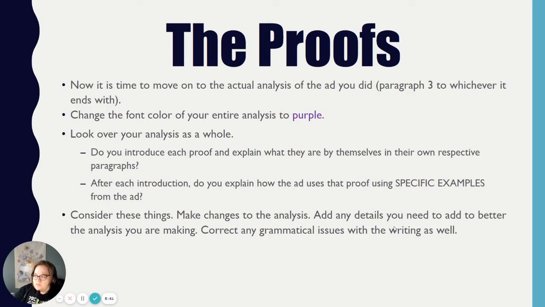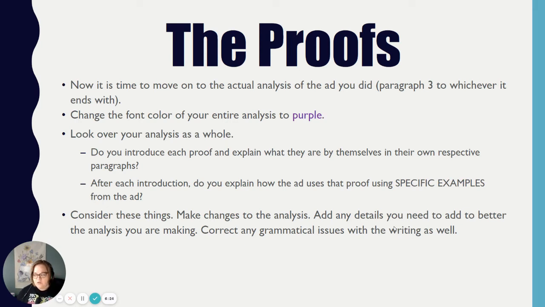Then we're going to look at the proofs. Now, the body of your essay, paragraphs 3 through 5 potentially, are going to be where each proof is analyzed and discussed. So every proof paragraph, change the font color to purple. Then look at each paragraph. Do you introduce each proof and explain what they are by themselves in their own respective paragraph? So ethos is the use of, logos is the use of, that is explaining.